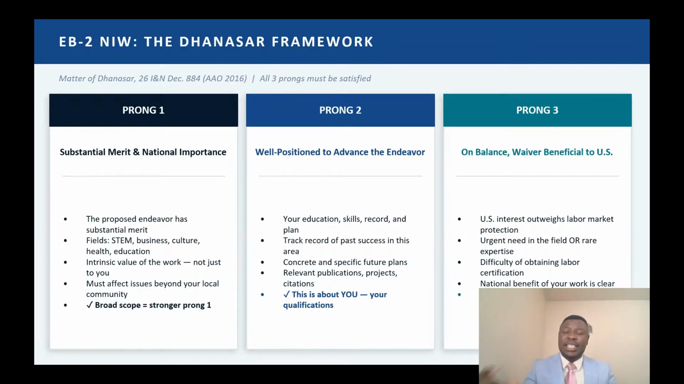So a proposed endeavor is not a general activity. It must be specific. It cannot be vague. It is a specific endeavor, a specific activity, that you would like to carry out in the United States.